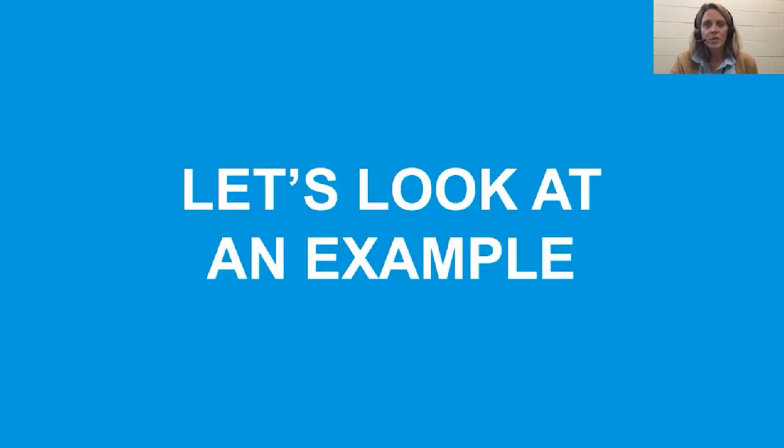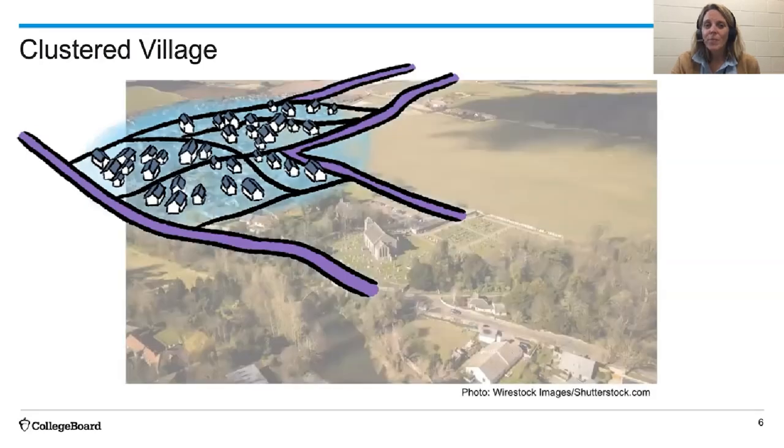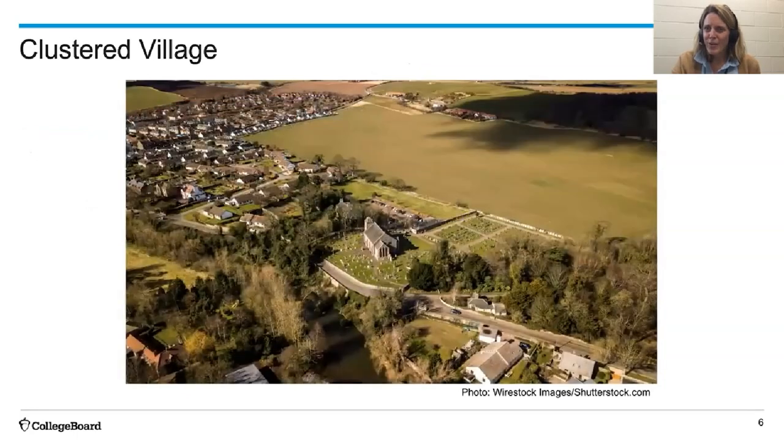What we want to do is look at some examples. What does it look like in the real world? Why do we care? As we know, geographers are really concerned with spatial distribution, and what does it mean? So let's take a look at that clustered village again. What might that look like in the real world? So look at the overlay of this image. This image is in Europe. If we take it away, there's our village.